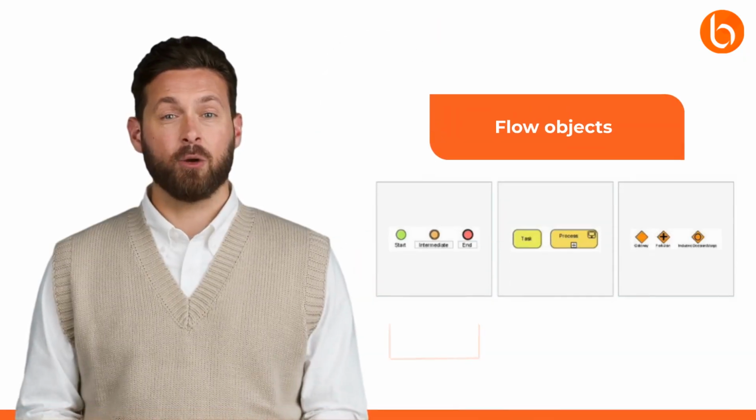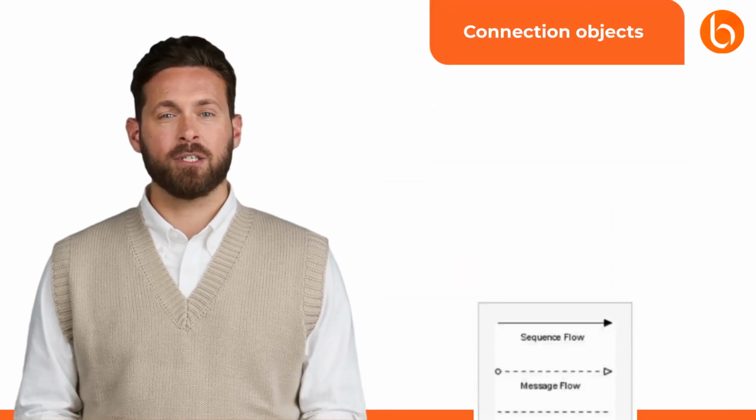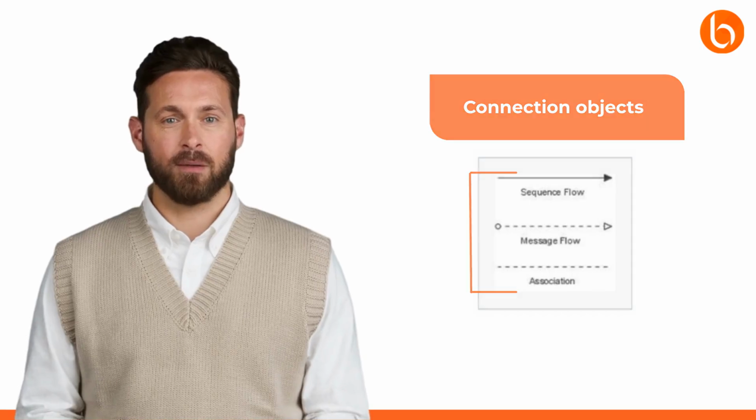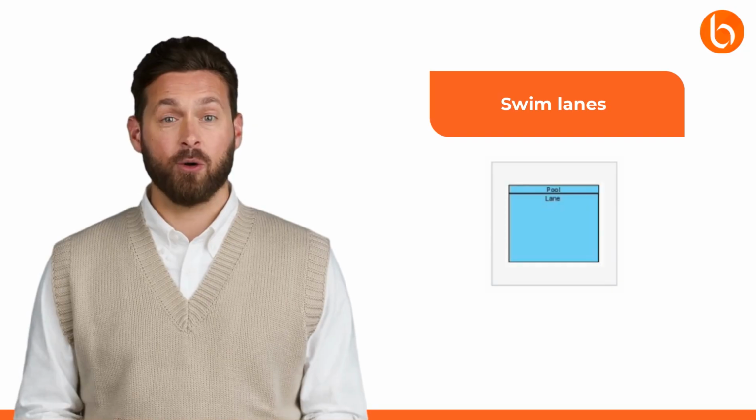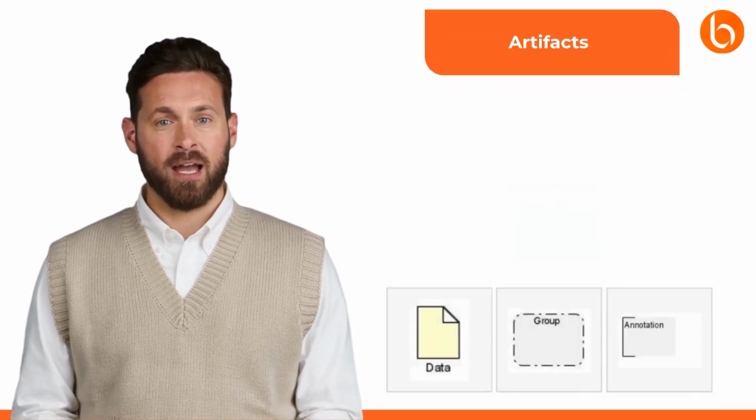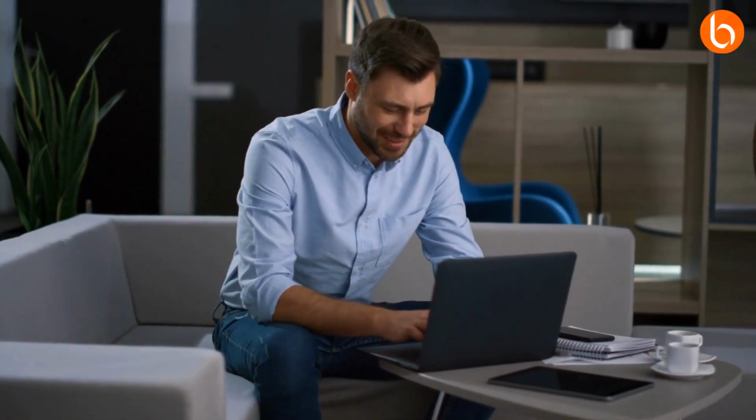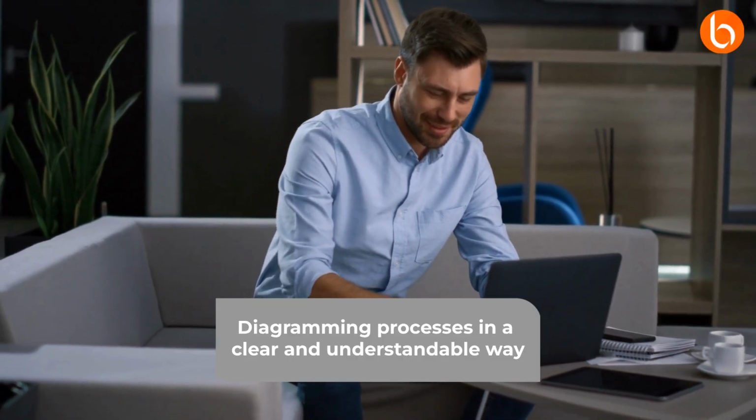BPMN is based on four main categories. Flow objects, including events, activities, and gateways. Connection objects, such as sequence flows and message flows. Swim lanes, which group activities based on roles or departments. Artifacts, which add extra information to the diagram. These elements allow you to diagram processes in a clear and understandable way.